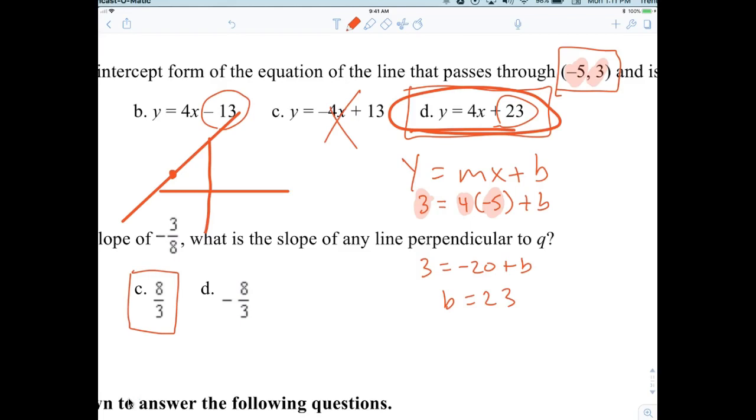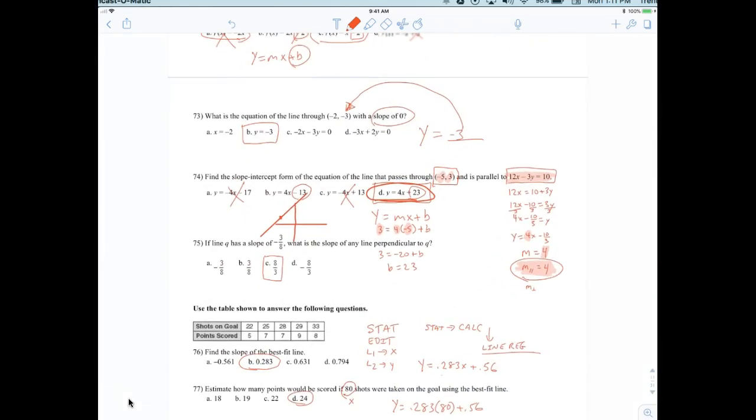Remember, your objective is to try to narrow it down if you don't know something, not just take a random guess. All right, is everybody okay with that? All right.